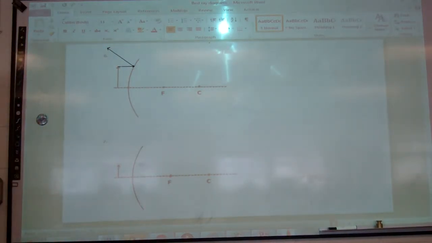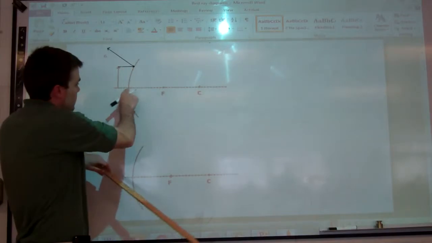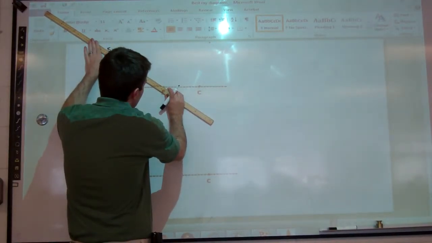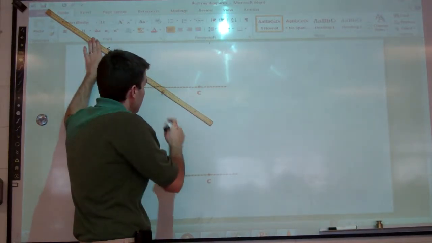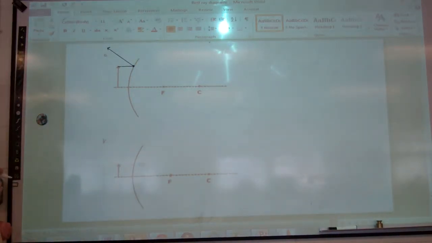Does that make sense? How did you figure that out? How did you decide that? So we drew the one straight there, parallel to that, and then we lined up where that hit the mirror and the focal point, and drew a line out. You just don't draw it through the focal point. We actually will in a second, but. Alright. Questions on how we do those two?